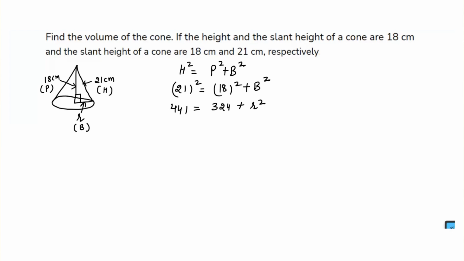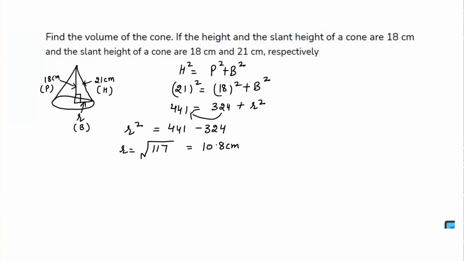And in place of b square, we can write down here r square. So we will take this to this side. We'll get 441 minus 324 is equal to r square. So r will be equal to the square root of 117, which is equal to 10.8 centimeter.